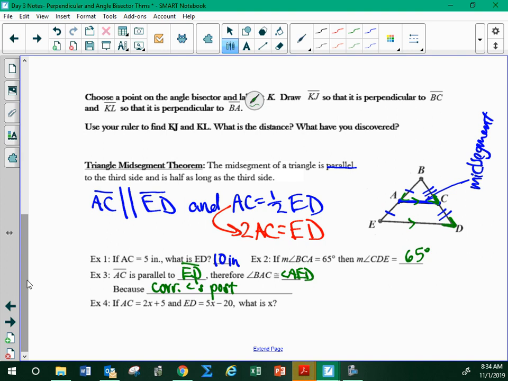Okay. I want you guys to go and do example 4. Go and find X. Number 5. So 1, 2, 3, 4 all go together. Wait, I take that back. Example 4 is its own. Sorry. Don't use example 1 for example 4. You're still using the same triangle, but not like example 1. So use this equation.